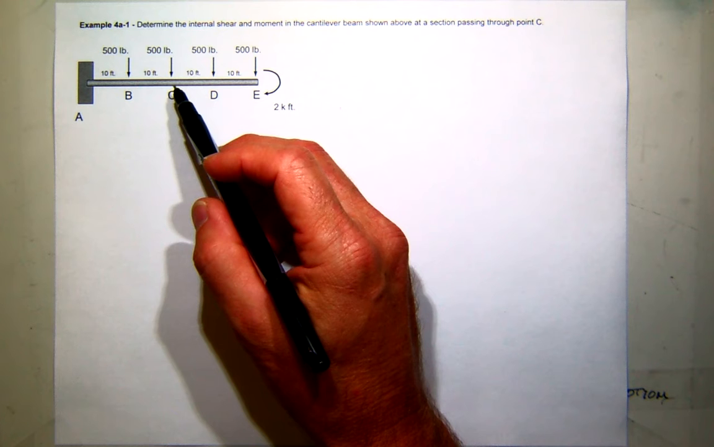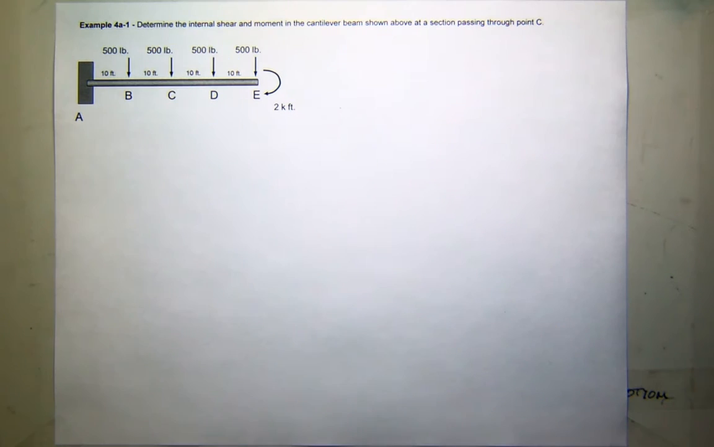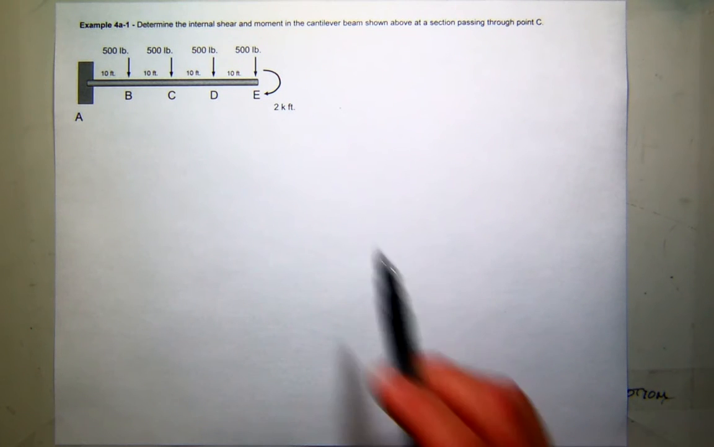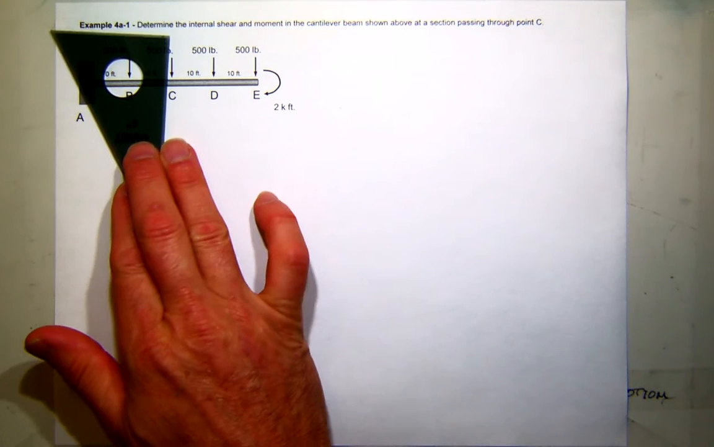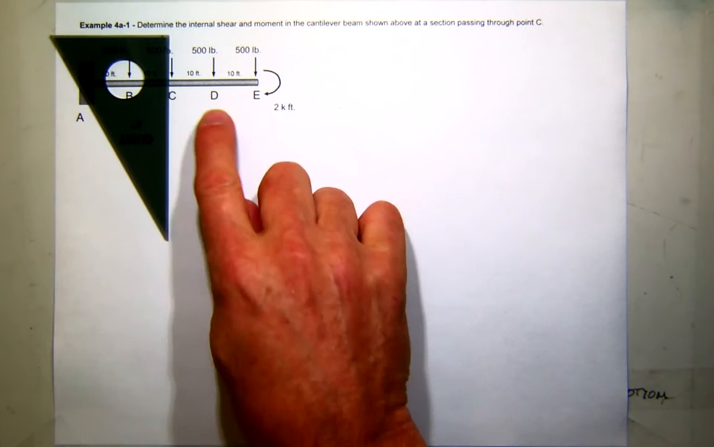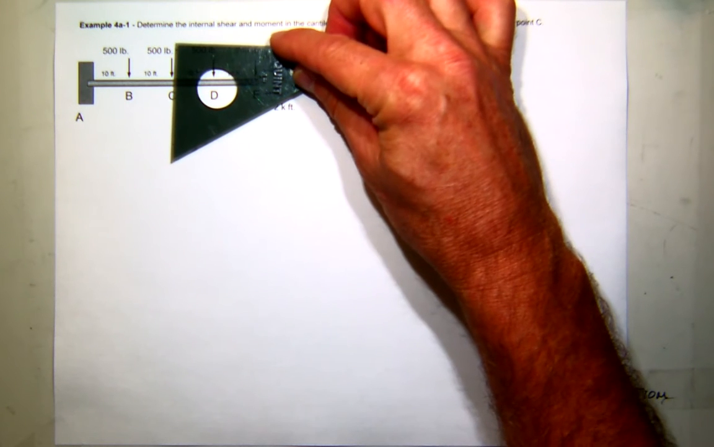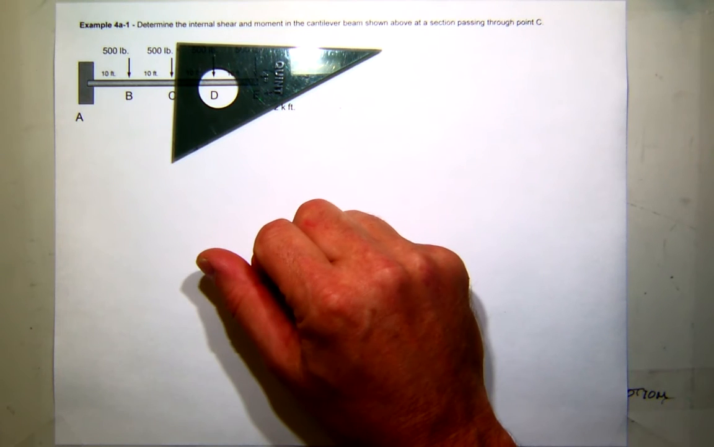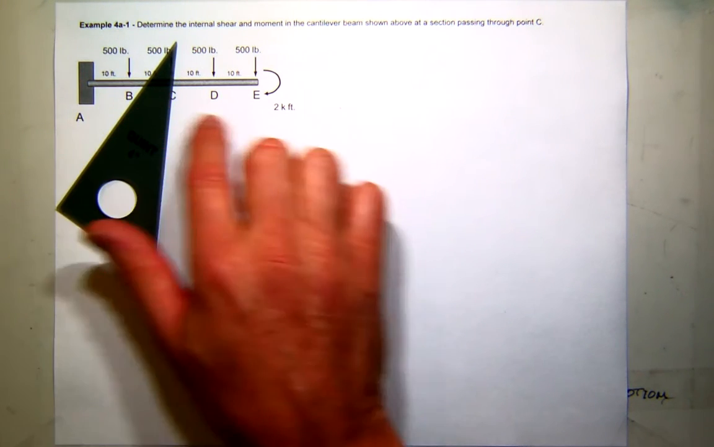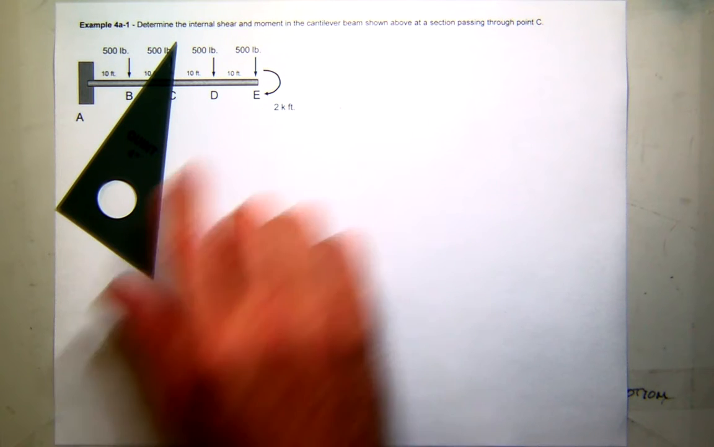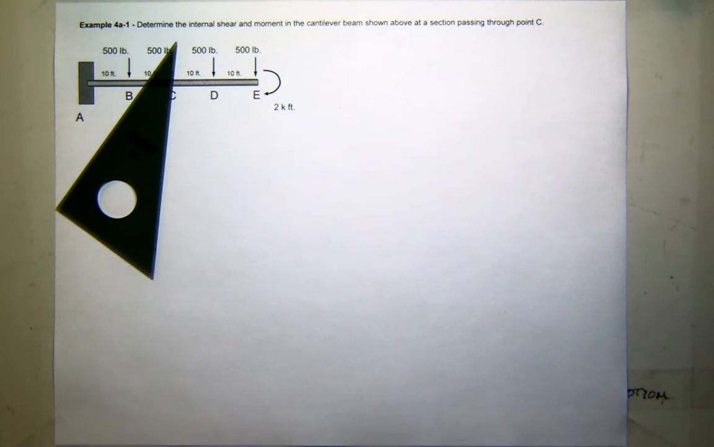Okay, so if I were to cut the structure there, what side of the structure do you want to look at? So let me kind of cover up. I can choose this right side, or I can choose the left side. Which one is going to be the least amount of work? Right side. Yeah, the right, simply because I don't need to know the reactions at A if I want to use the right-hand side. So I'm going to do that. Be a little bit less work.